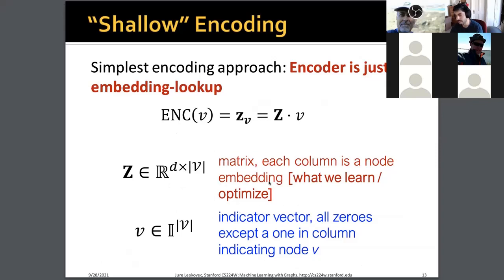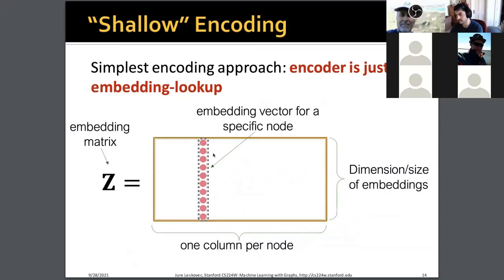So here's the math behind it, but I think it's easier to just look at this image. We have this massive embedding lookup, a huge matrix where we have one column for every node. Say we have a graph with 1,000 different nodes. This is going to be 1,000 different columns. And then we also have the size of the embedding, which is something we determine on our own. We can say it's 50 or 100 or whatever. So this would be a 1,000 by 100 matrix.